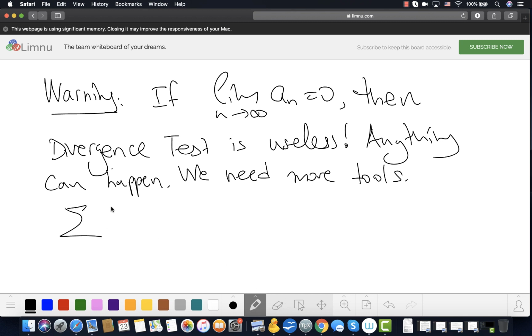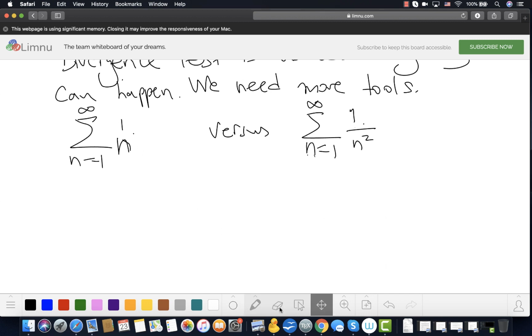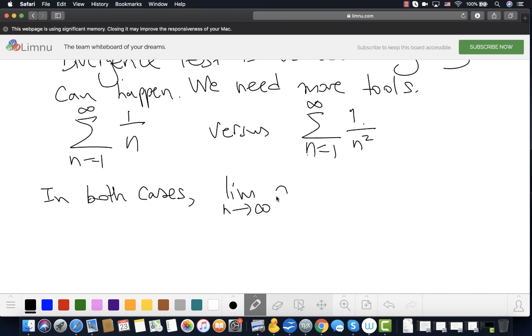So if you look at the sum of 1 over n, as n goes from 1 to infinity, versus the sum as n goes from 1 to infinity of 1 over n squared, right? In both cases, the limit of the a_n is 0, but one of them diverges and one of them converges. So here a_n is either 1 over n or 1 over n squared.